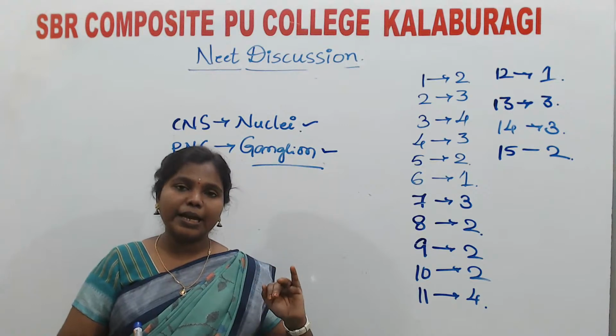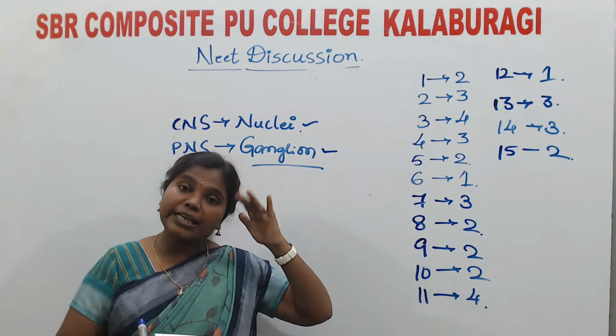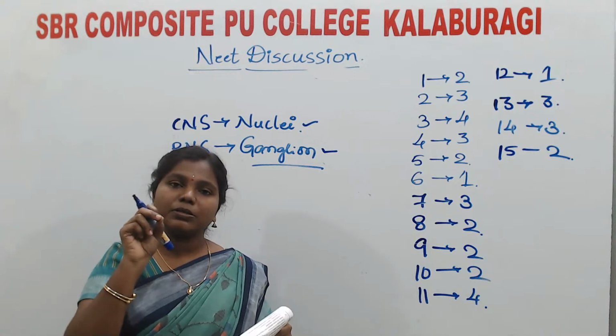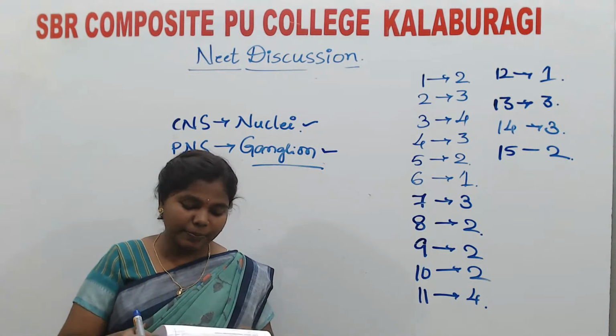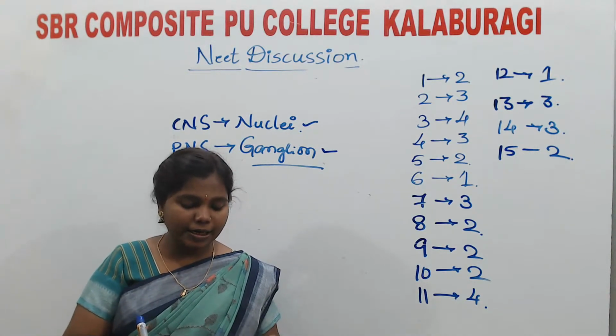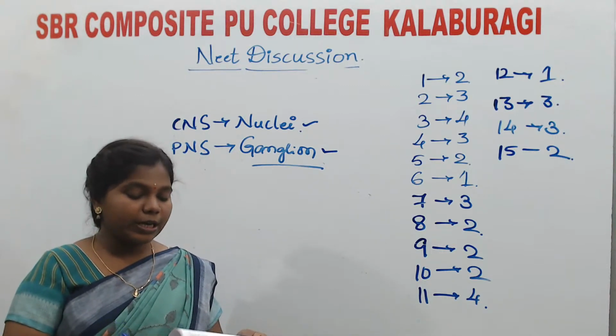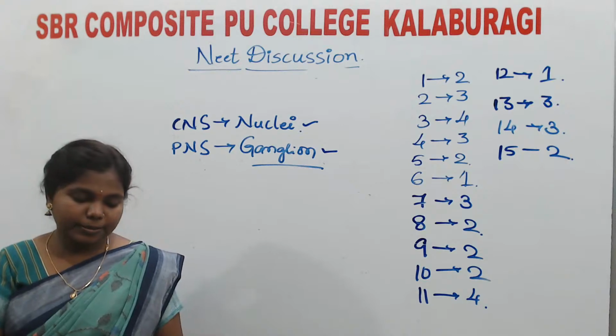When we are young, there is a gap. Here that gap is filled by the commissures. Some structures, groups of neurons, will be formed. That is nothing but the commissures and connectives. Here they are asking only about a group of neurons. That's why ganglion and nuclei are the correct answers.